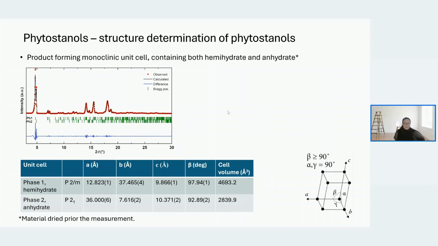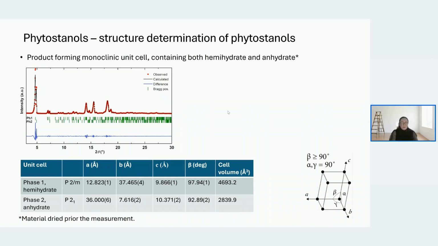And this indexing activity, what we first did, revealed that there are actually two different structures in this material. So then we used a two-phase profile fit for that. And on this table, you can see these unit cell parameters that we investigated and identified for the hemihydrate phase and anhydrate phase.